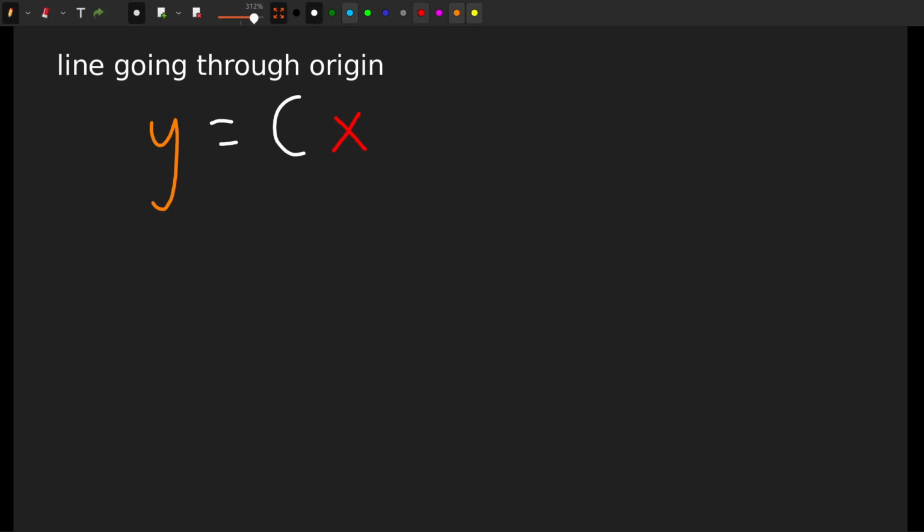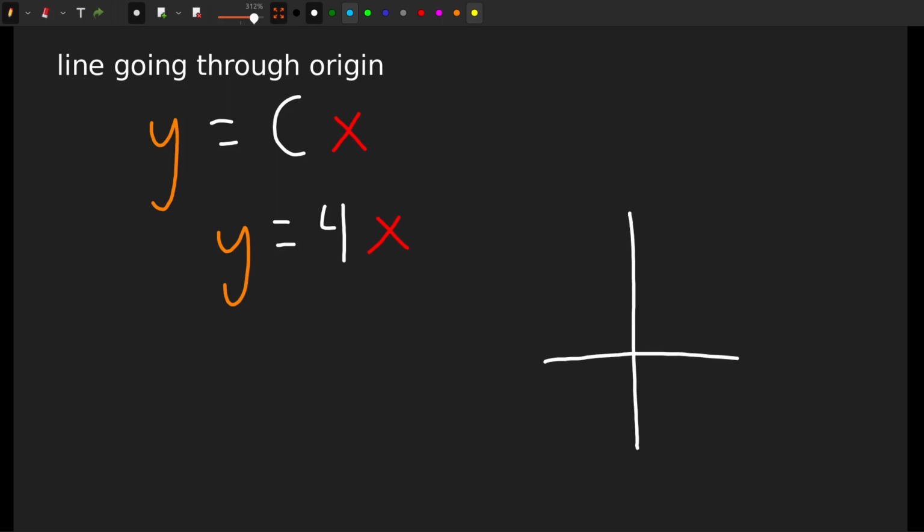And so a good example of that would be y is equal to 4x. And if I were to graph this, it would look something like this. Here's my y-axis, here's my x-axis. 1, 2, 3, 4. So here, we don't have a y-intercept. And so I just have y is equal to 4x.